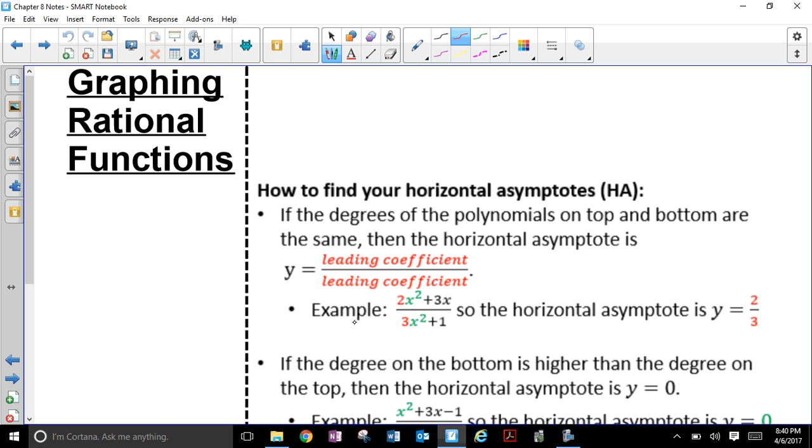So here's an example. In green here, we have x squared on top and x squared on bottom. Remember, the degree means the highest exponent in a polynomial. So on top and bottom, we have the same exponent. Then we ignore everything else and just look at the leading coefficients, which on top is 2 and on bottom is 3. So the horizontal asymptote is the equation y equals 2/3. Can't divide that 2/3 any further, so that's your answer.